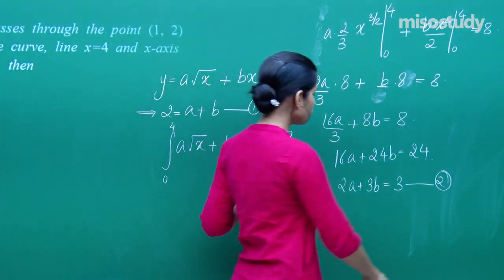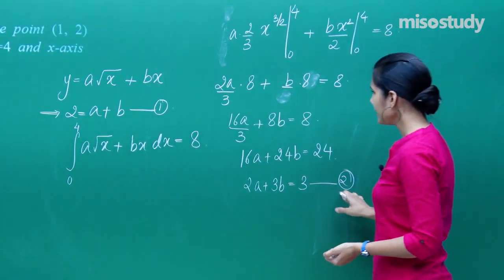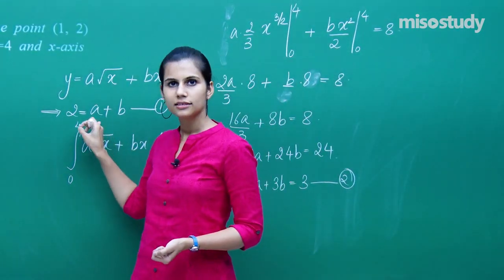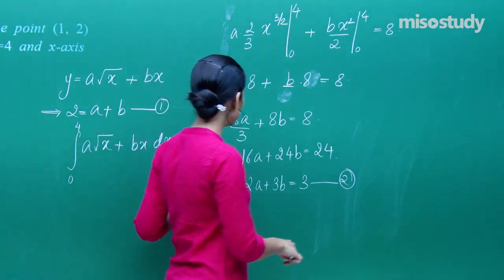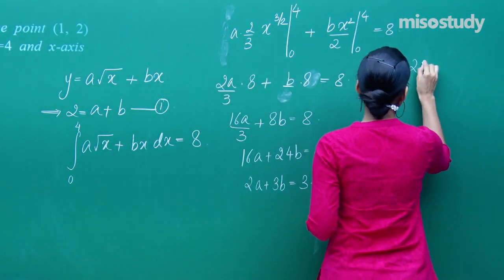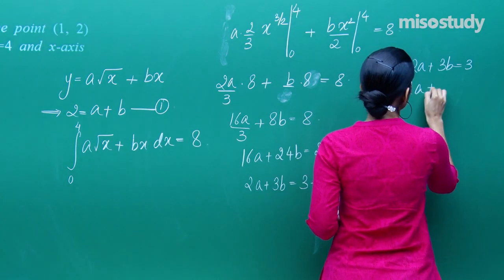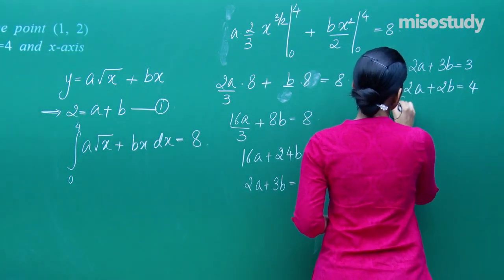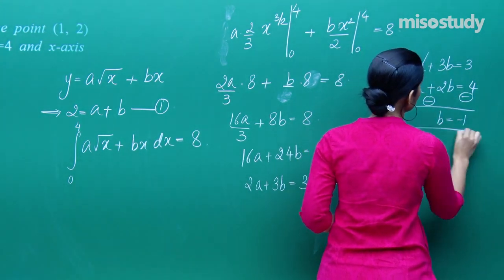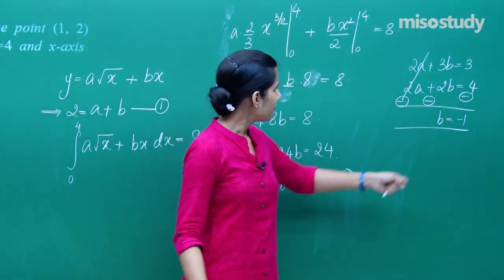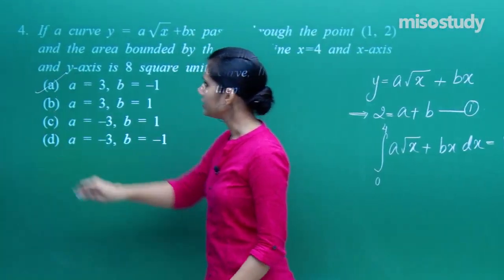When you solve 1 and 2, you get a equals 3 and b equals minus 1. You can see this is 2a plus 3b is 3, and this is 2a plus 2b is 4. 3b minus 2b is b, 3 minus 4 is minus 1. And when you put minus 1 anywhere, you get a equals 3. So b is minus 1, a is 3.